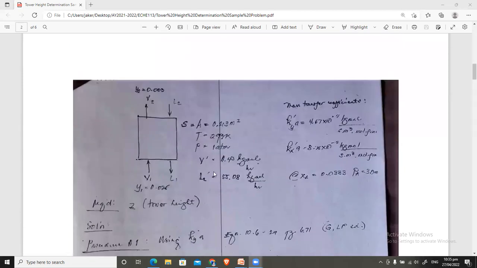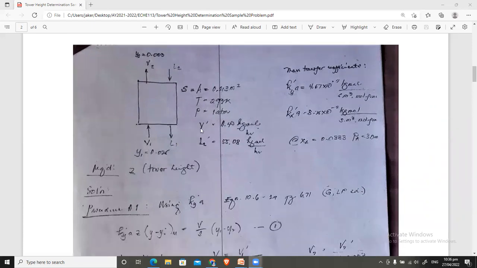So if the problem that I just read is represented in terms of a very simple illustration, this is your column. You have here the concentrations of the gas phase entering and leaving the column, and you have here your liquid phase. The cross-sectional area, which is 0.213 square meter, is also represented by S. If we use the method of the film coefficient or mass transfer coefficient, A, the cross-sectional area, is also S.